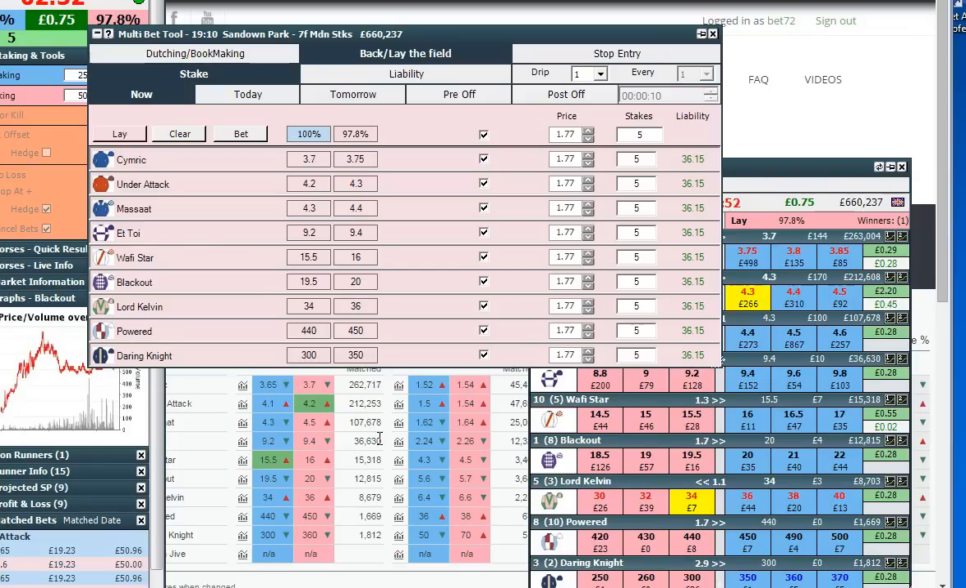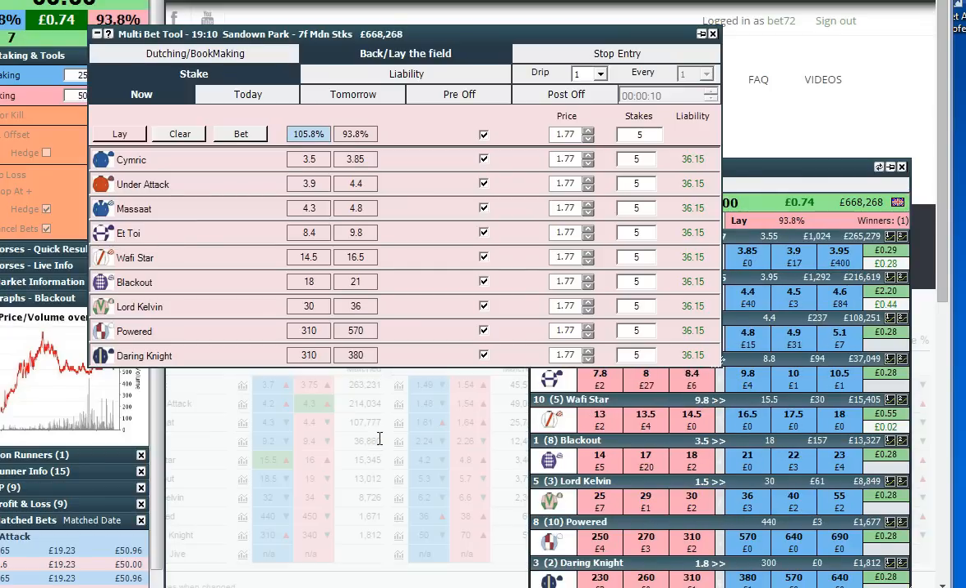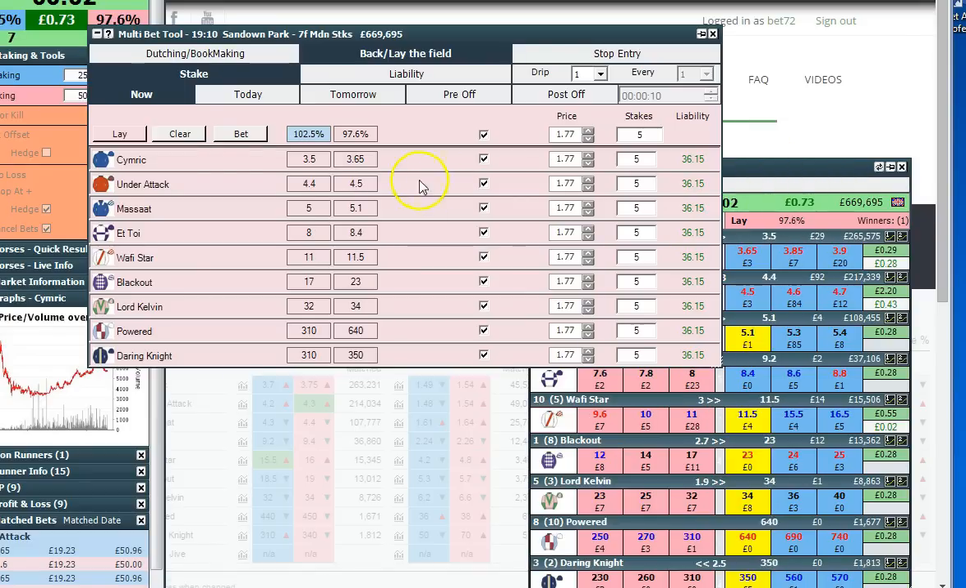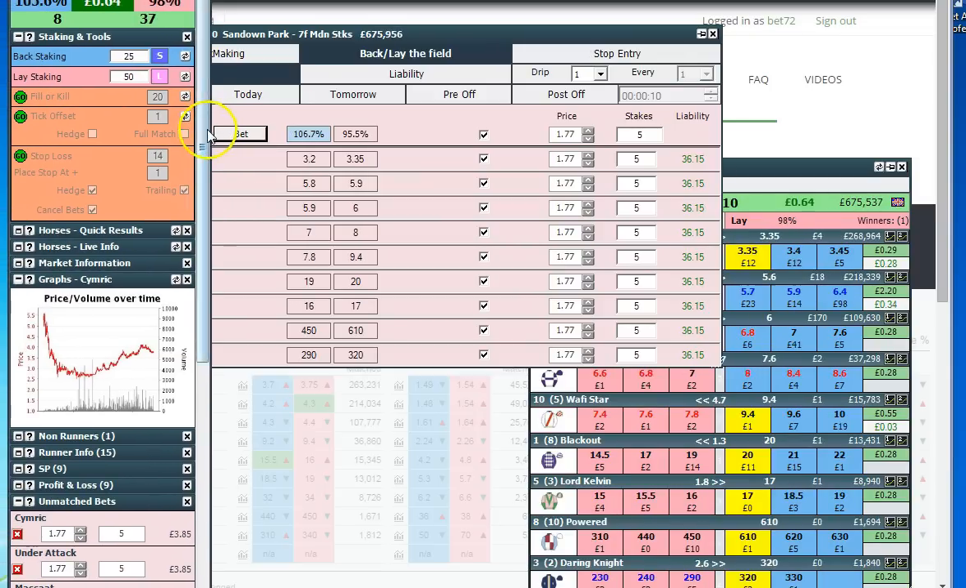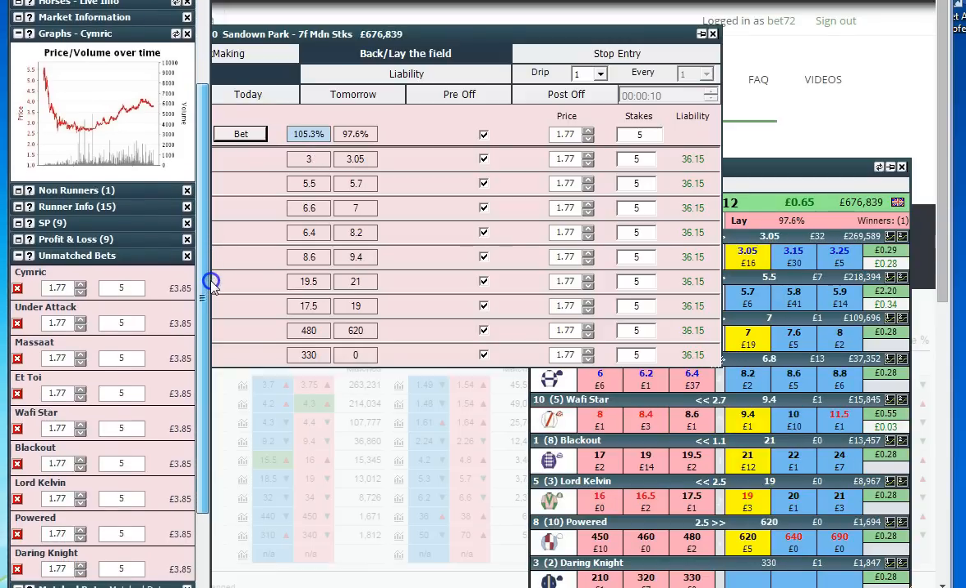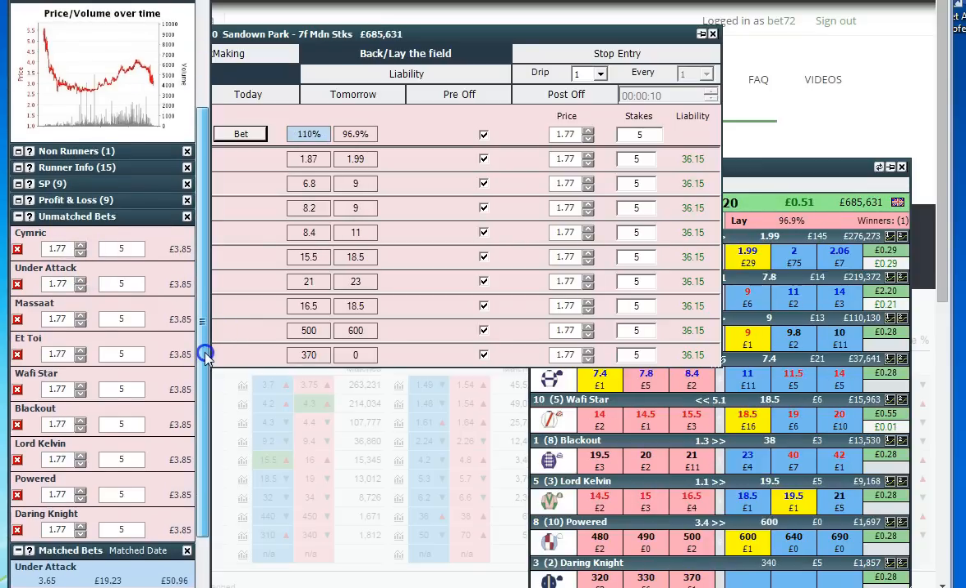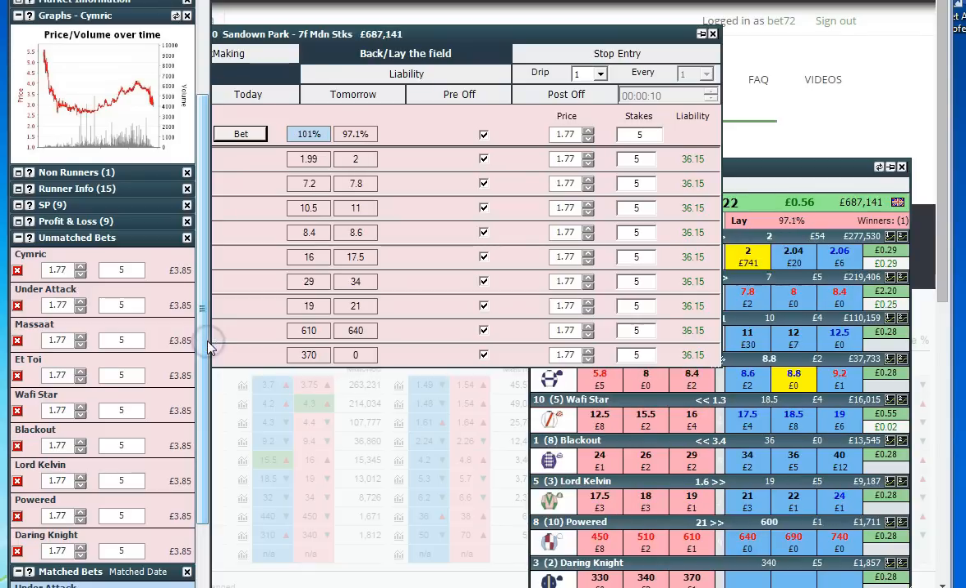So we're just waiting for this race to go in play now, and then I'll drop the bets into the market, and we can see if we can get them matched. So there we go, we've gone green now. What we'll do is fire the bets into the market there, and drag this across. You can see each of our bets are queued up as unmatched bets. £3.85 liability, we're just laying £5 at 1.77. The idea here is just to get two horses or more matched. The more the better, obviously, because that will increase our profits.